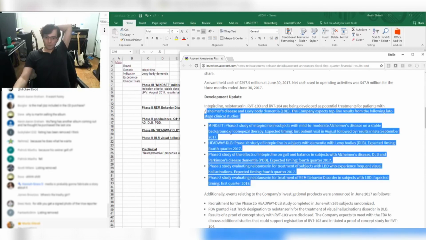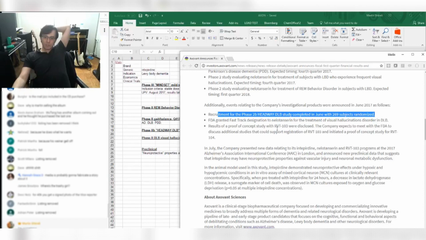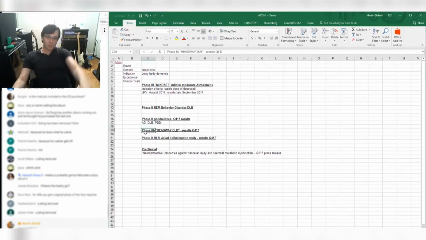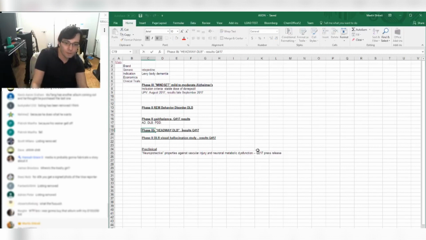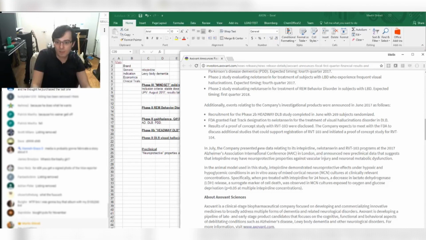Right? Okay. Additionally, events relating to the company's investigational products were announced in June as follows. Recruitment for the phase 2B Headway DLB study completed in June, with 269 subjects randomized. So let's put that in there. N equals 269. Fast track we know about. Fast track designation is really kind of unimportant.